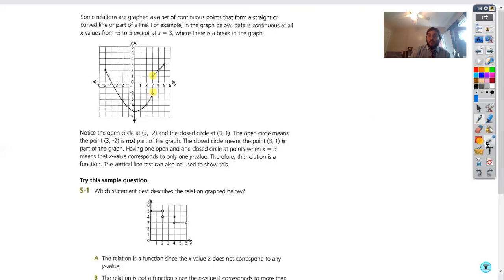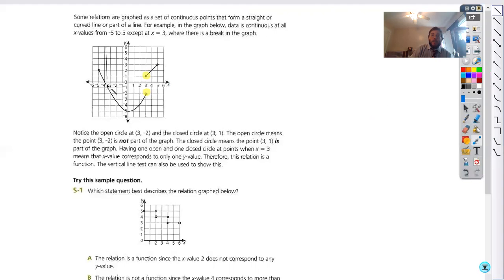So if we were to draw a vertical line, there is nowhere on this graph that we can draw a vertical line that will hit more than one point, including here at x is equal to 3. And the reason for that is when it hits this open circle, there's not a value there. The only time that x is equal to 3 has a value is up here at (3, 1).